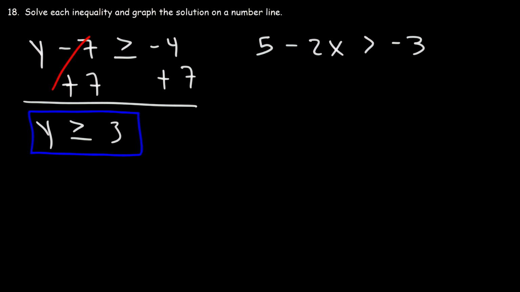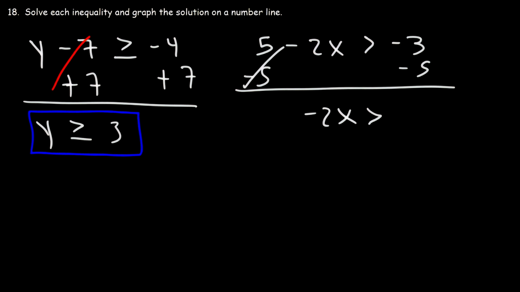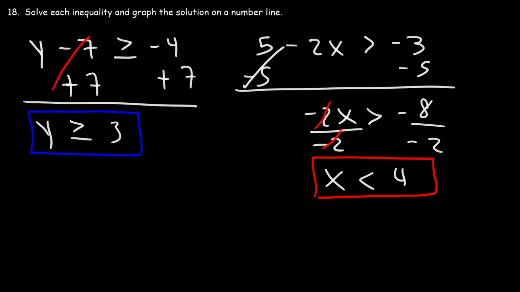For the second one, there's going to be a little bit more work. Let's begin by subtracting both sides by 5. And so we're going to have -2x is greater than -3 minus 5, which is -8. Now, let's divide both sides by -2. Now, here's where we need to be careful. Whenever you multiply or divide by a negative number, the direction of the inequality changes. So it's going to be x is less than instead of x is greater than. -8 divided by -2 is +4. So that's the solution for the second part.